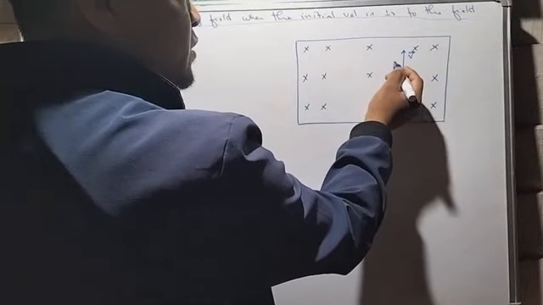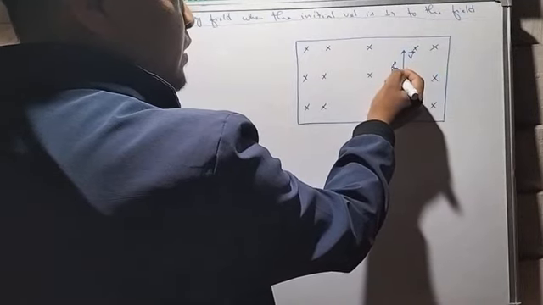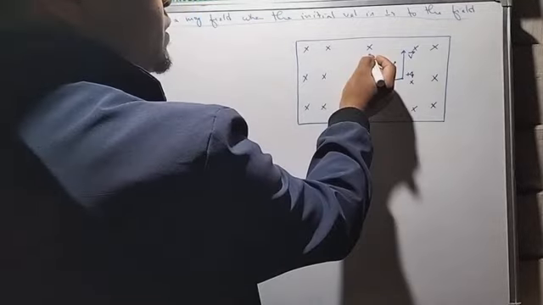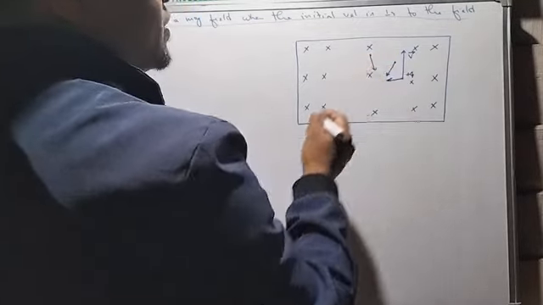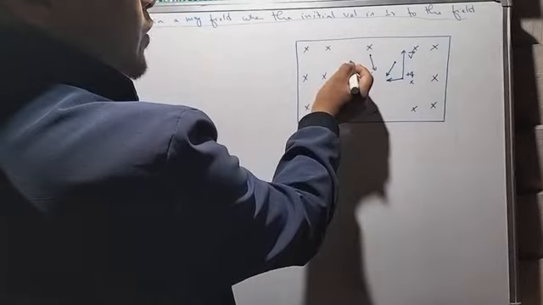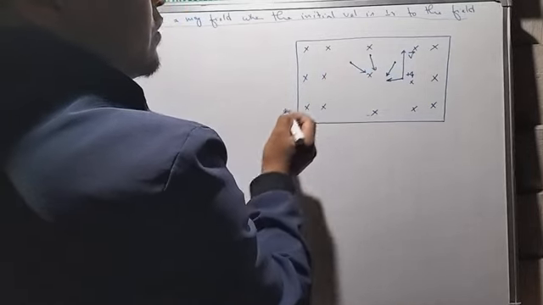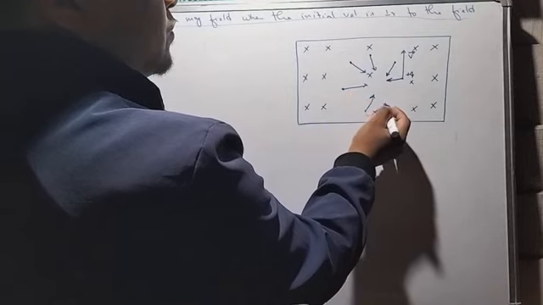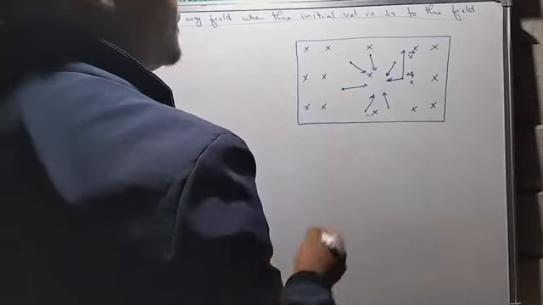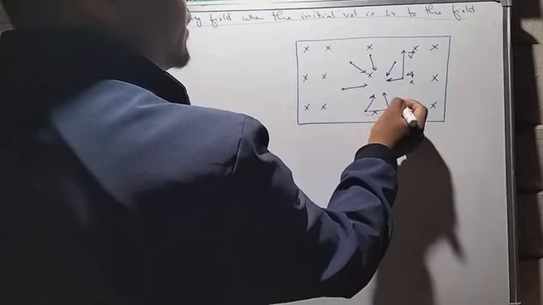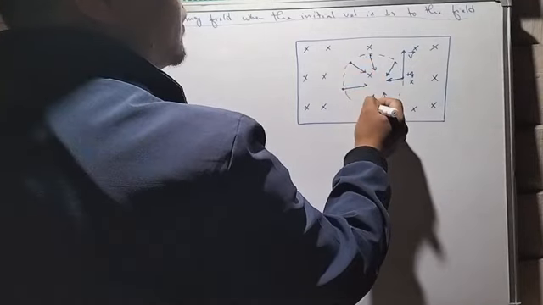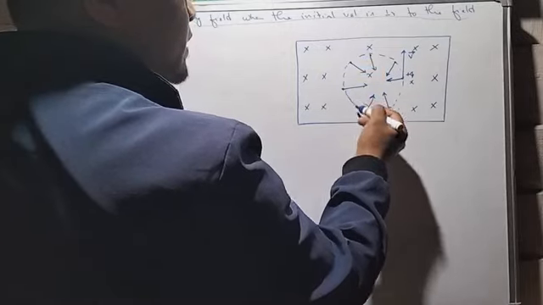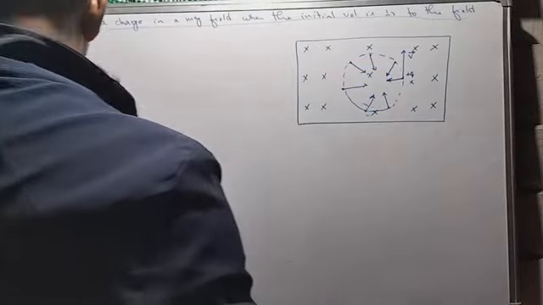Now at this point again it will experience a magnetic force acting in this way. Similarly, at this point it will experience a force this way. When the charge has come here, it experiences a force this way, and at this point, and this point. So if you join all these points of the path where the charge is moving, you'll get a circle.